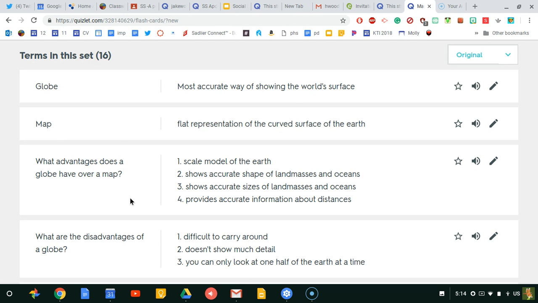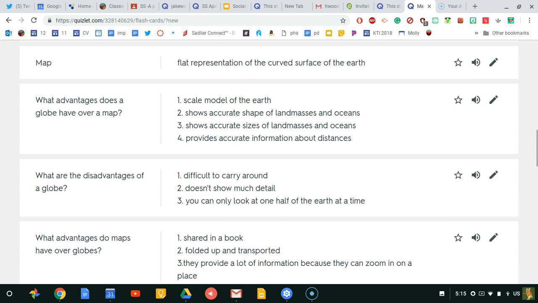Then the next question is what advantages does a globe have over a map? There's 4 advantages. A globe is a scale model of the earth, so it's like an actual model of the earth. It shows accurate shapes of land masses and oceans. It shows accurate sizes of land masses and oceans, and it provides accurate information about the distances between land masses and oceans. So because it's a scale model, there's this concept that it's more accurate than the actual map.